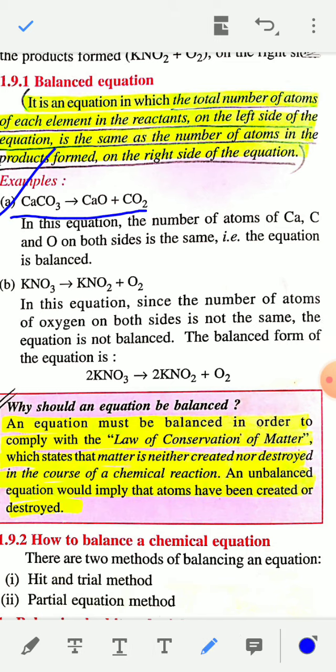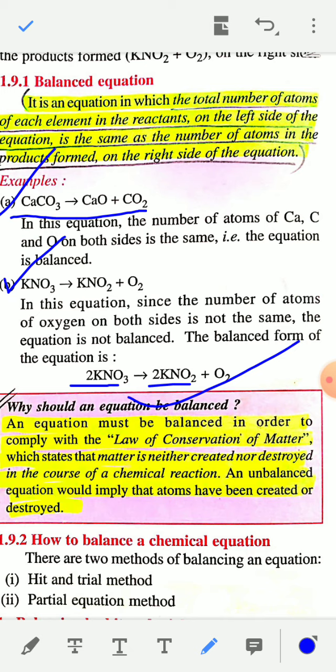Okay, this is actually balanced, but see this one, KNO3 arrow KNO2 plus O2. In this reaction, this is not balanced because on both sides of the arrow, the number of oxygen atoms is not the same. Since the number of oxygen atoms on both sides is not the same, the equation is not balanced. And how to balance? Just multiply KNO3 and KNO2 by 2, then you will get the balanced chemical equation. Okay, so the balanced chemical equation is 2KNO3 arrow 2KNO2 plus O2.